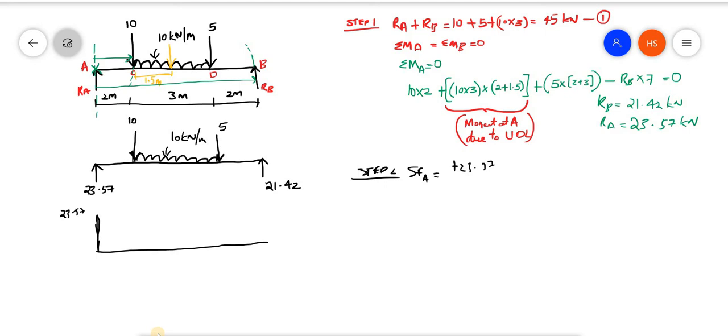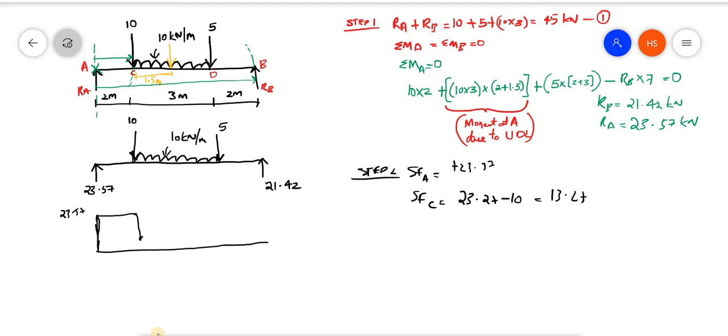Then just look here, there is no load up to this point. Therefore here there is another load. What is that? 10 kilonewton is acting downward. Therefore shear force at C is equal to 23.27 minus 10, that is 13.27. So here we are obtaining 13.27. Up to this point I am marking.